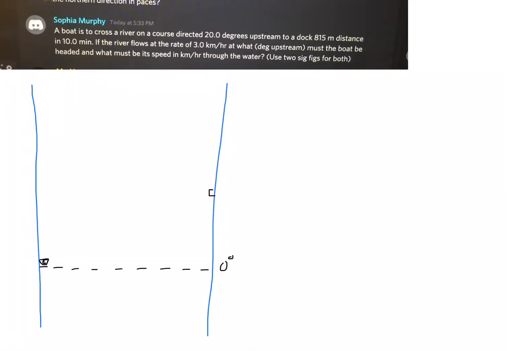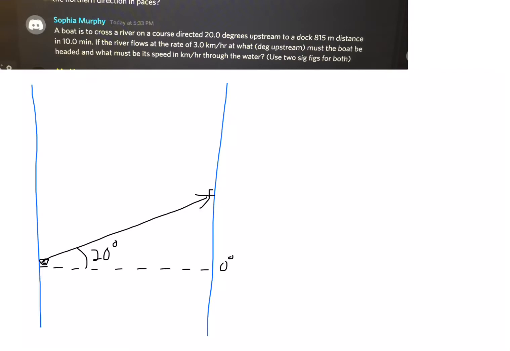Okay, this boat problem is just kind of a mean problem. All right, so we're going to try to get to this dock. We know the resultant vector needs to go from here to the dock, and we know that the dock is 20 degrees upstream. That's what we have to eventually have happen.